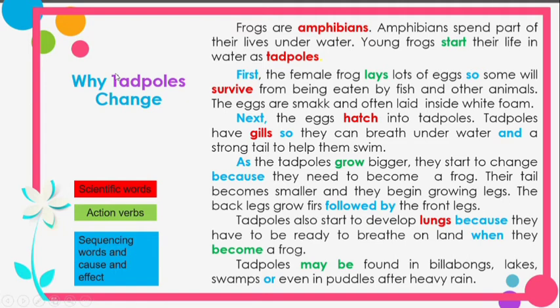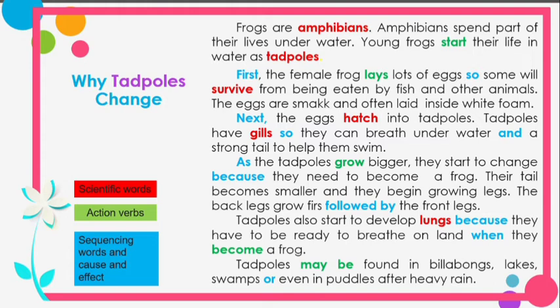Let's start it. Why tadpoles change? Frogs are amphibians. Amphibians spend part of their lives underwater. Young frogs start their life in the water as tadpoles. First, the female frog lays lots of eggs, so some will survive from being eaten by fish and other animals. The eggs are stacked and often laid inside white foam. Next, the eggs hatch into tadpoles. Tadpoles have gills so they can breathe underwater and a strong tail to help them swim.